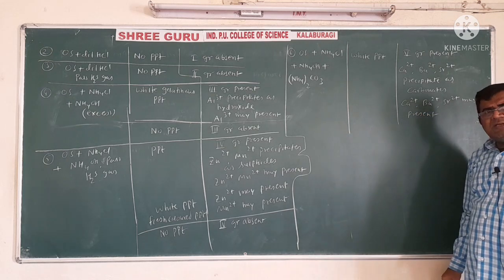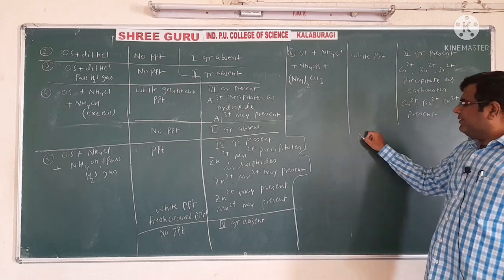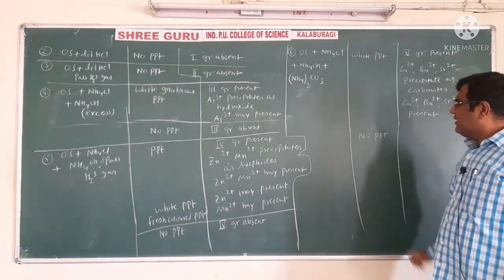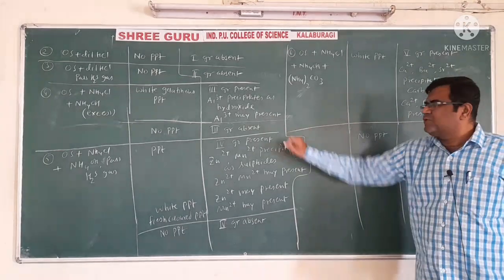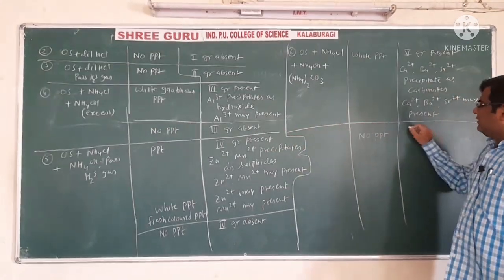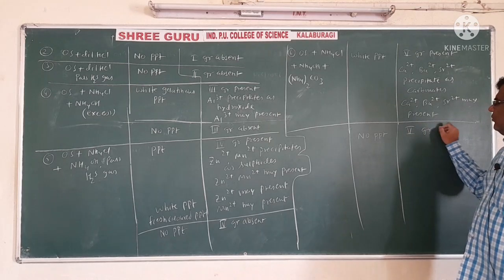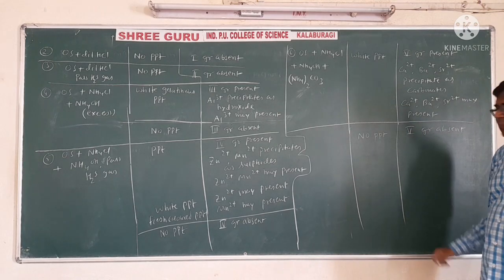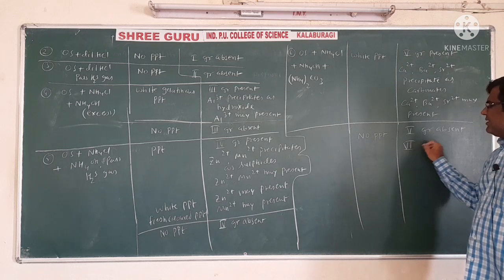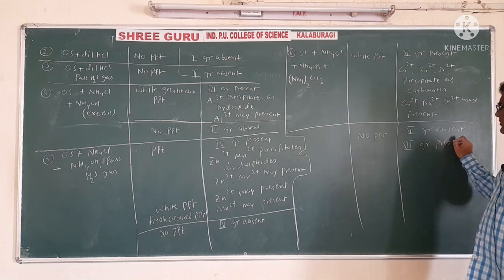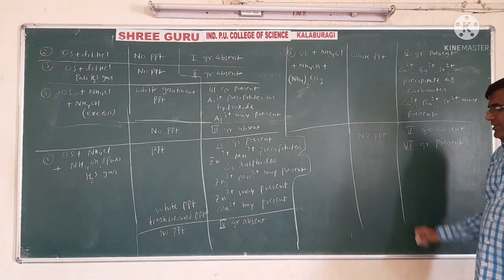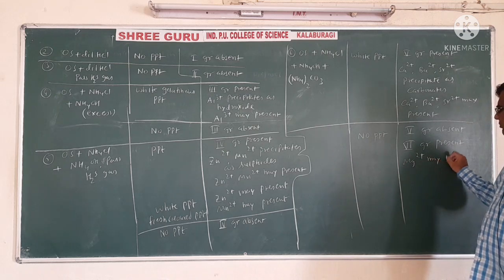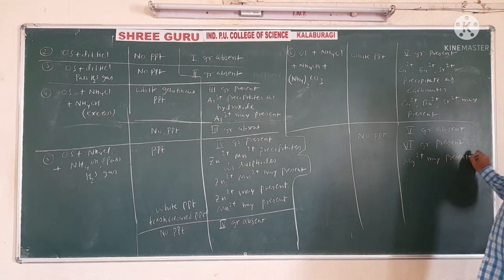And of course there is the last possibility, no PPT. If it is no PPT, what conclusions can we draw here? What inference can we draw here? That fifth group absent. And if fifth group is absent, there is only one possibility: sixth group present. And if sixth group is present, there is only one radical, Mg2+ may present.